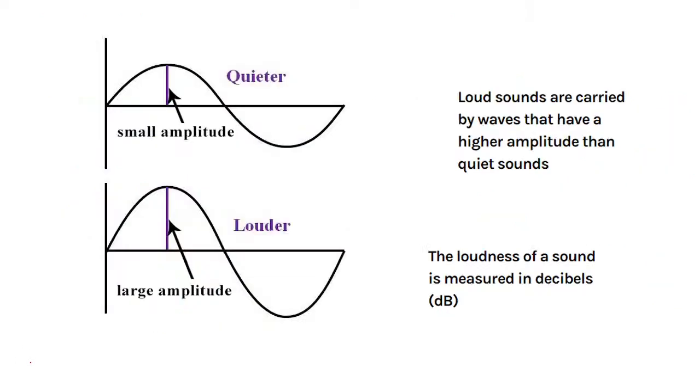Now, in this picture you can see it very clearly. Picture 1 and picture 2. Picture 1 has a smaller amplitude, and picture 2 has a large amplitude. So in picture 1, the sound will be quieter, softer or feeble, whereas in picture 2, the sound will be louder.